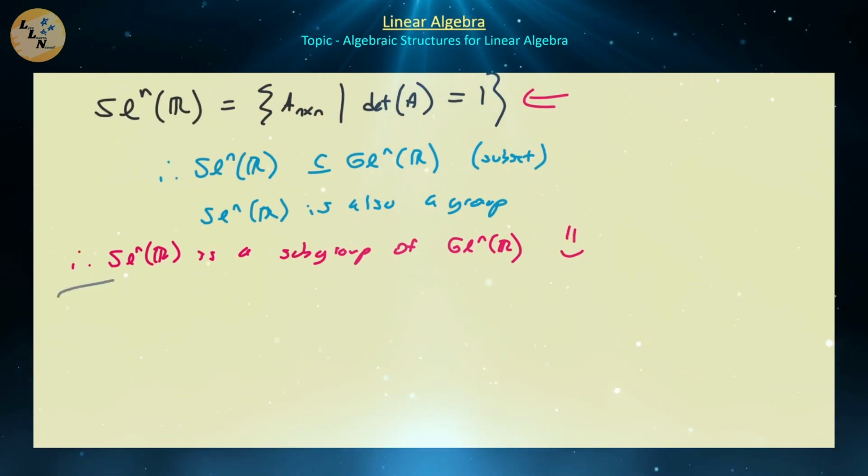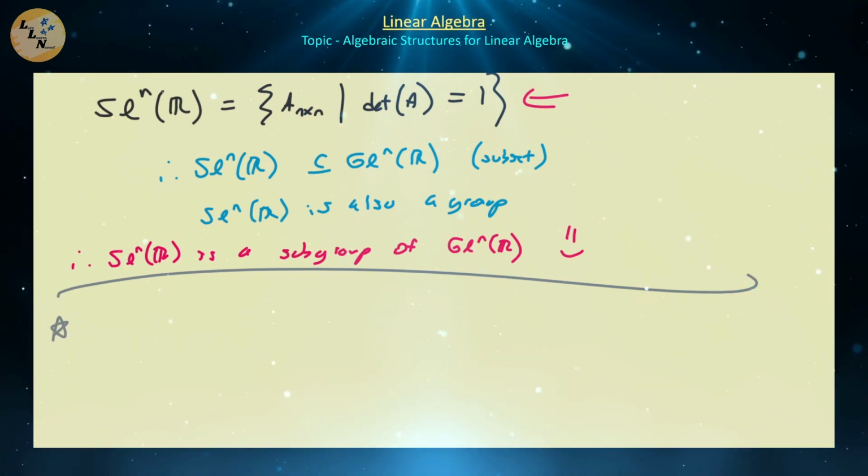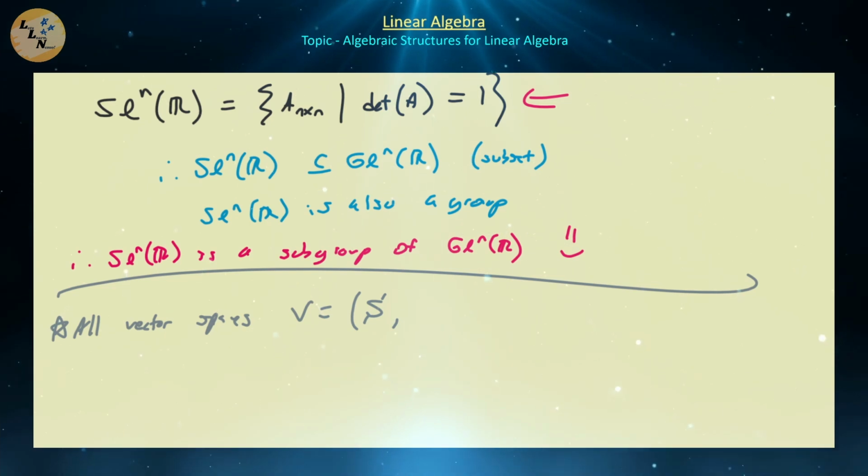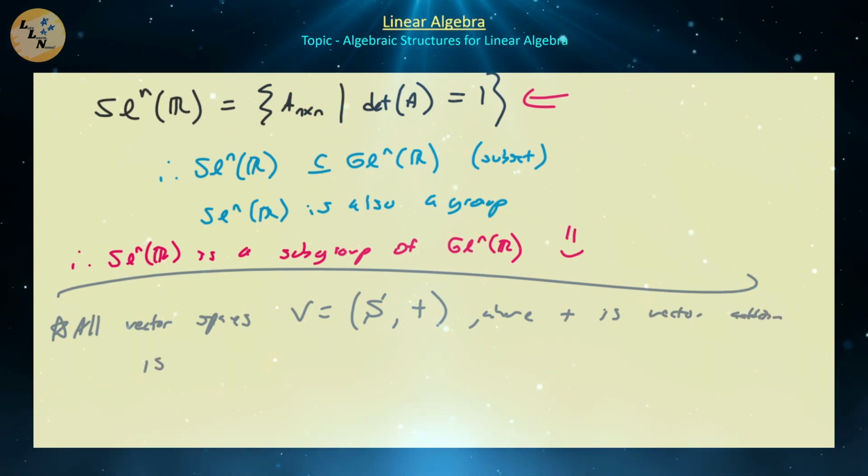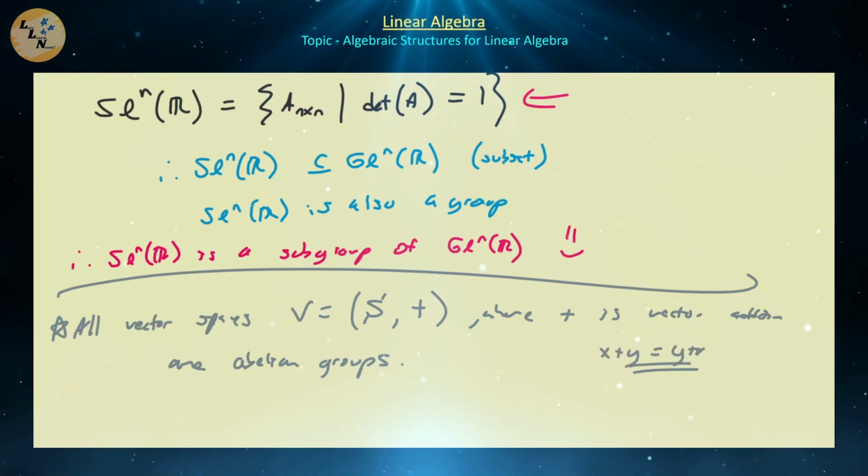Now, there is one very important property that you should have already guessed. All vector spaces V, where S is a set of vectors, for example, say Rn or Rm, and plus is vector addition, are groups. Actually, no, it's even bigger than that. They're all abelian groups. Because keep in mind, we assume that one of the properties for vector addition is that it must be commutative. Therefore, all vector spaces are indeed commutative groups, i.e. abelian groups. So that's actually very nice.